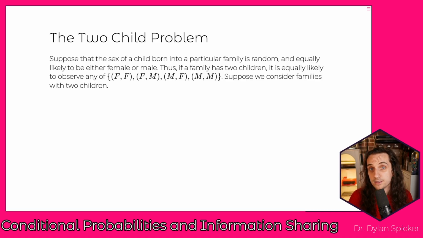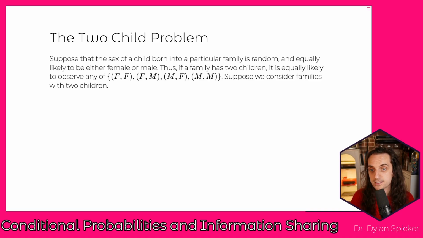Now, this same sort of principle can apply in something that is a little bit strange. It's called the two-child problem. And so suppose that the sex of a child born into a particular family is random, and it's equally likely to be either female or male. So if a family has 2 children, then it's equally likely that we observe a female-female, female-male, male-female, or male-male.